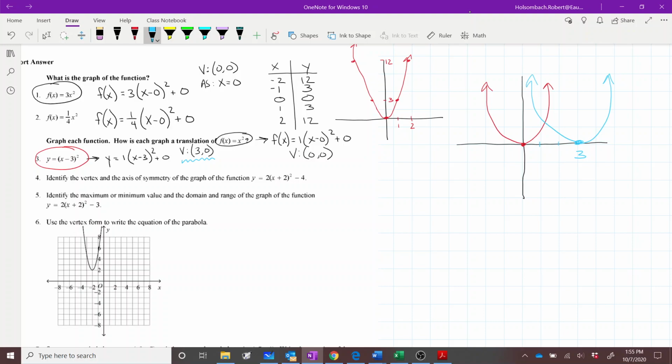So there's your two graphs. How is each graph a translation of? In this case, the graph moves right 3 units. Alright, that's your translation. And that's your two graphs.